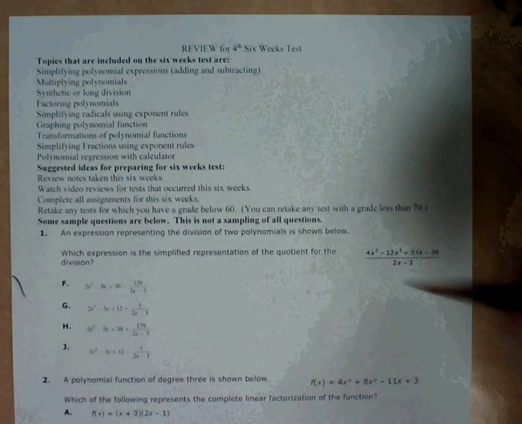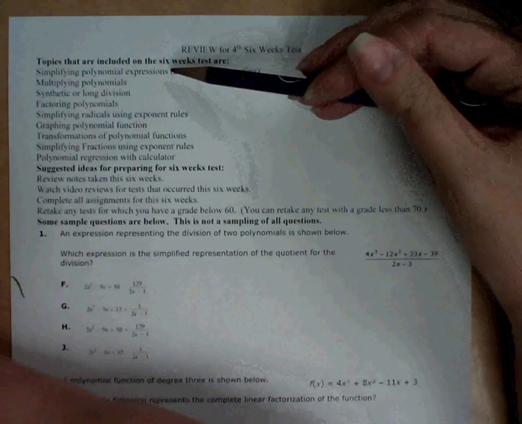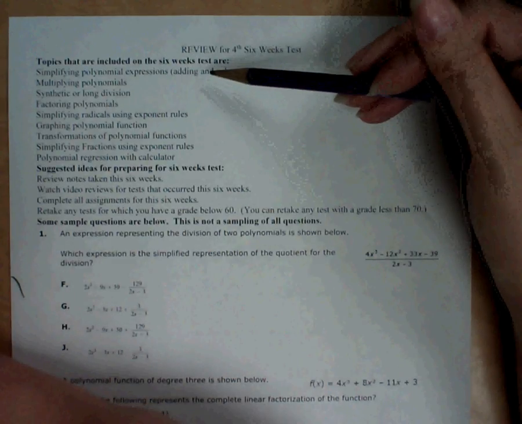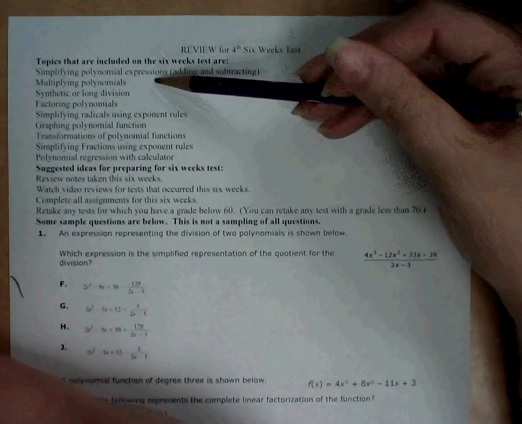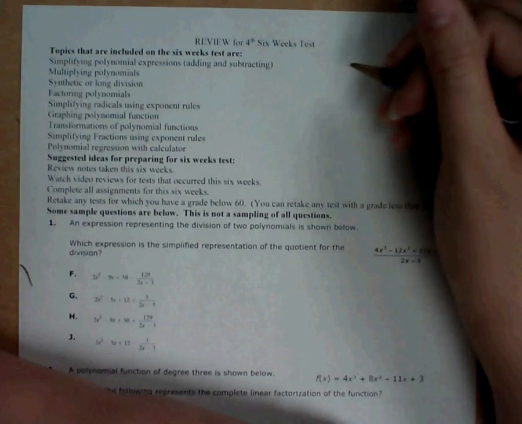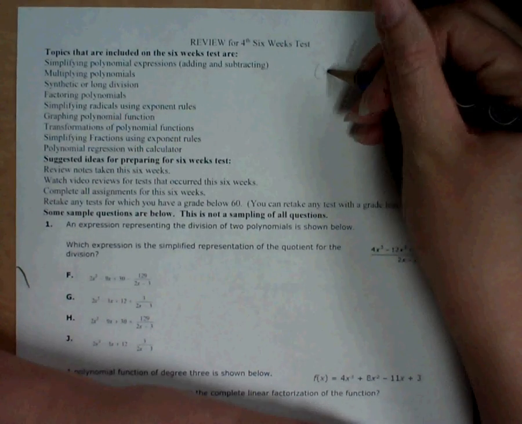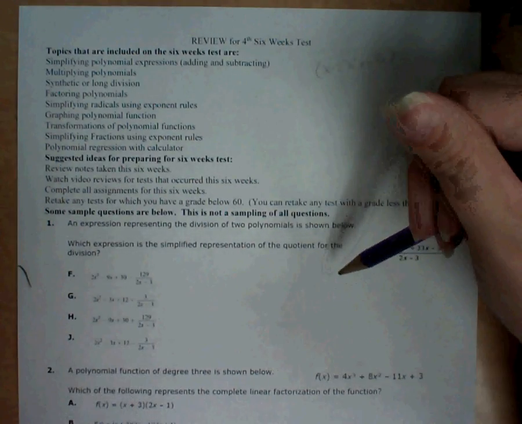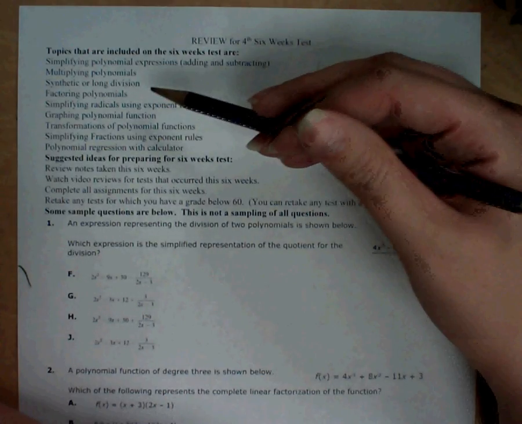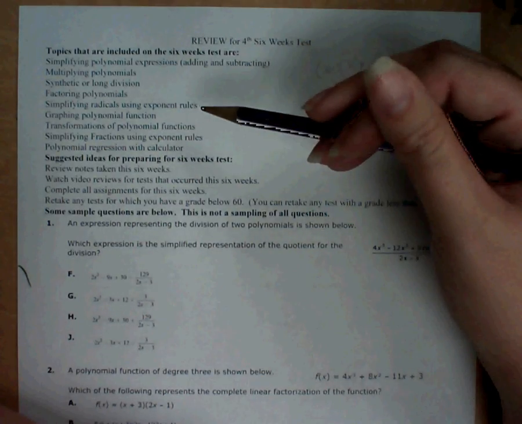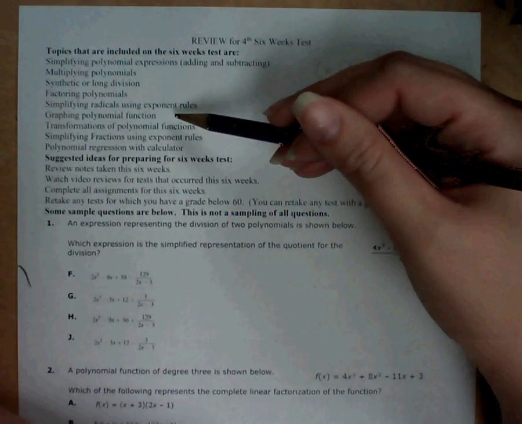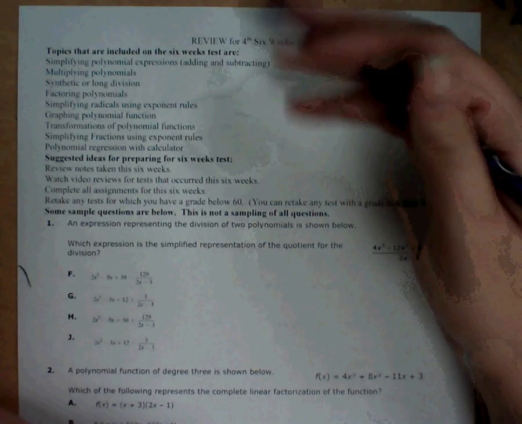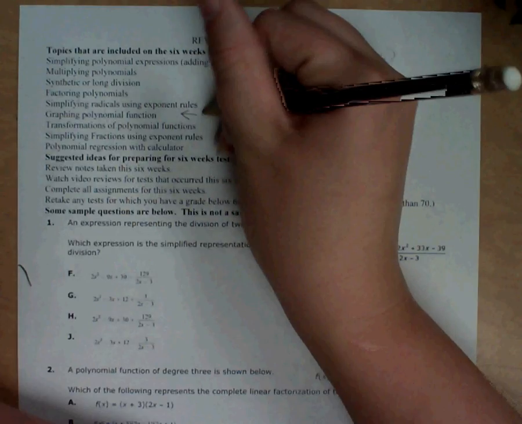Some of the topics that are going to be included are simplifying polynomial expressions whenever you're adding or subtracting polynomials, multiplying polynomials, that's whenever you're going to have to use FOIL, so x plus 2, x minus 3, that kind of stuff. Synthetic or long division, which will be covered on this page. Factoring polynomials, simplifying radicals using exponent rules, graphing polynomial functions. You can use your calculator to graph them.